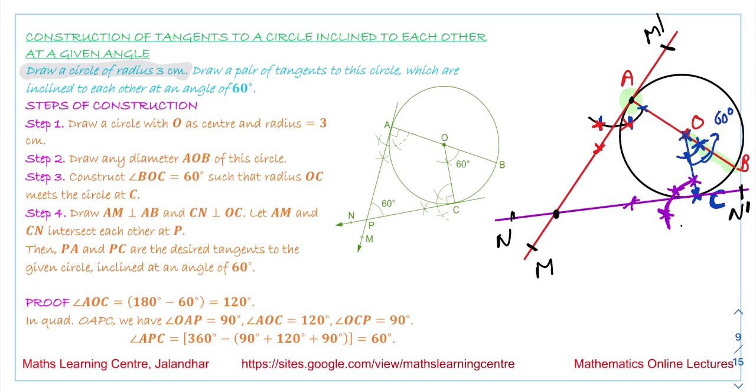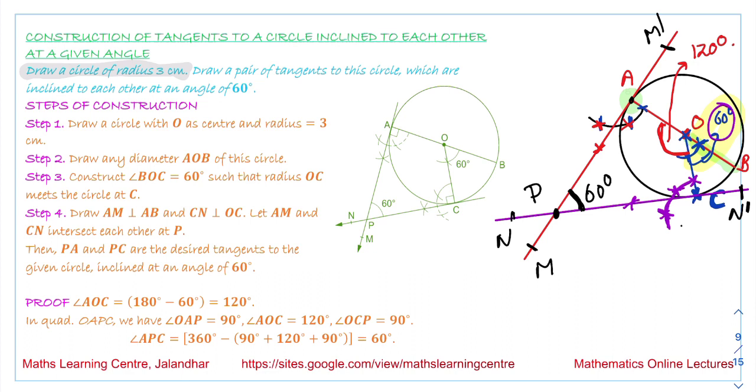The point where these 2 tangents meet is the point P, and we are saying that this angle over here will be 60 degrees. Why? Because this angle at O, we are talking about this angle over here, this angle at O, the measure of this angle will be 120 degrees.